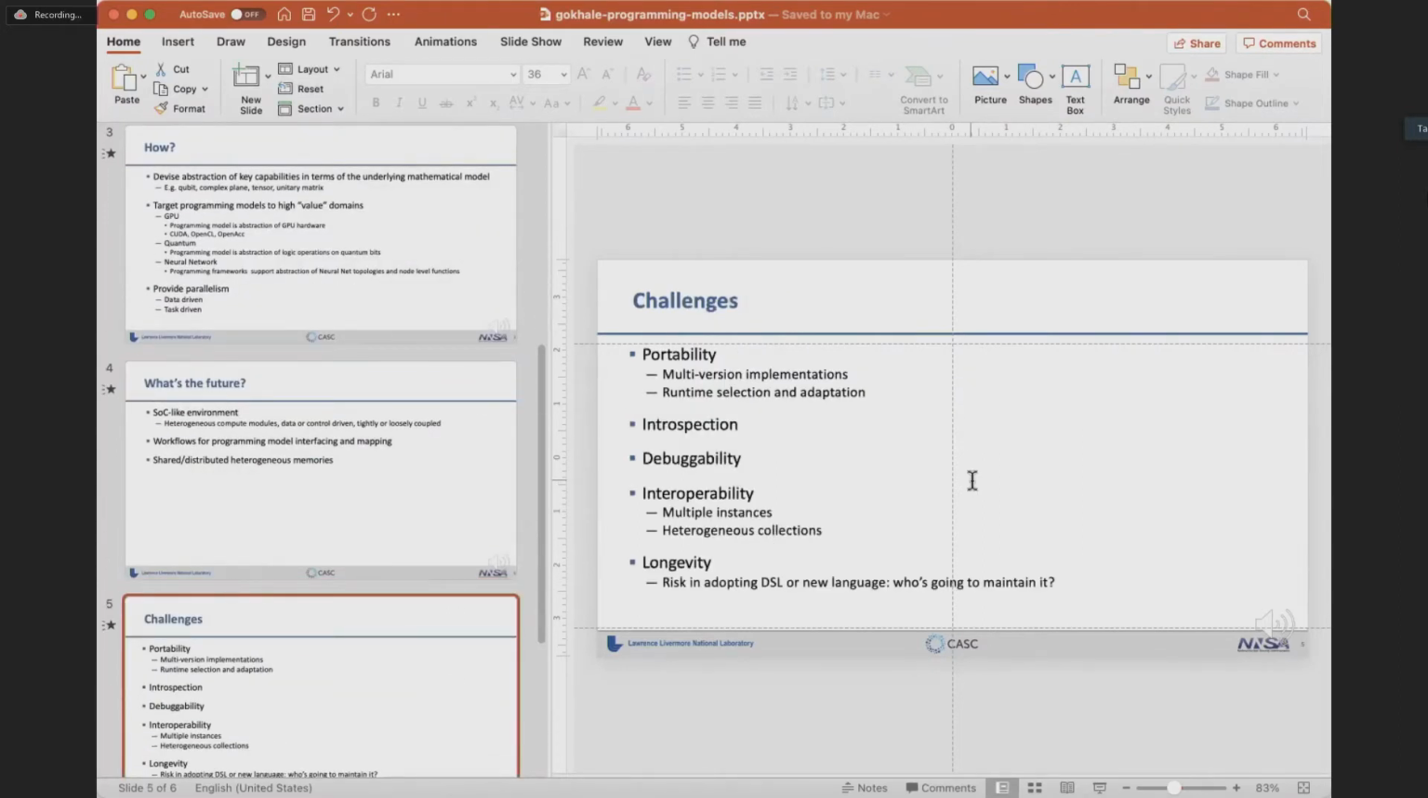So what are the challenges? Well, portability. You've got all these different DSLs and languages. Depending on where you're going to run, the algorithms might be completely different. So you might want to have, and often you do have, multi-version implementations. Sometimes you want to be able to select them and adapt them at runtime. You want introspection. You've got a very complex, heterogeneous parallel machine that you're working on. You need to know what's going on inside, because that affects performance, it affects correctness, and so that's debuggability. And we've seen some good work from Torsten, a really nice way of being able to look at that. I've already mentioned interoperability, so we have multiple instances of the same thing, heterogeneous collections, hierarchical collections. How do they all work together?